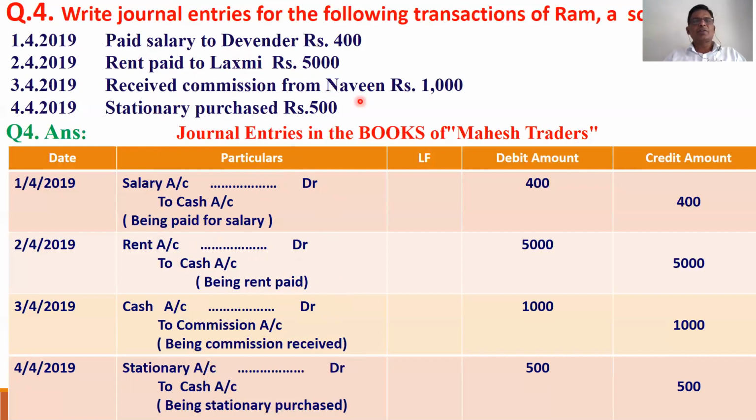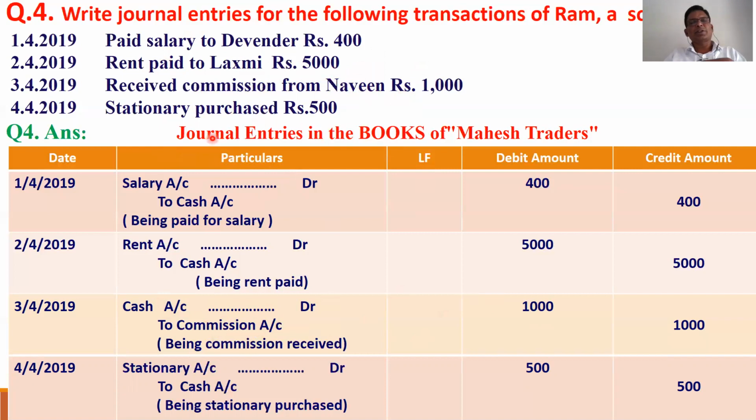Received commission from Navin. Cash is coming in, cash account is debited, and commission, when we receive anything, automatically it will become income. So the commission, the income account, is credited, cash account is debited, income account is credited, and Navin account is immaterial here because when there is a nominal account, the personal account is immaterial.